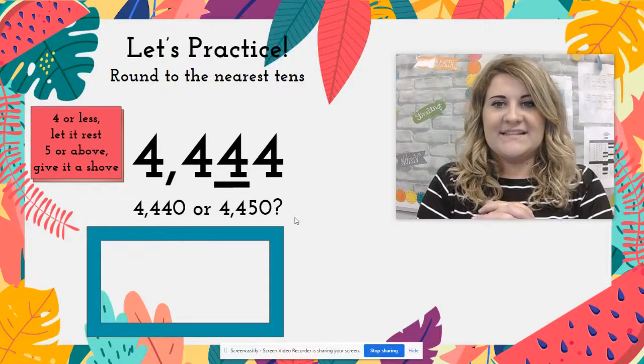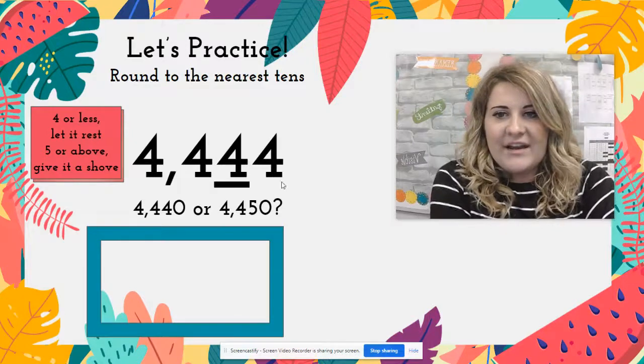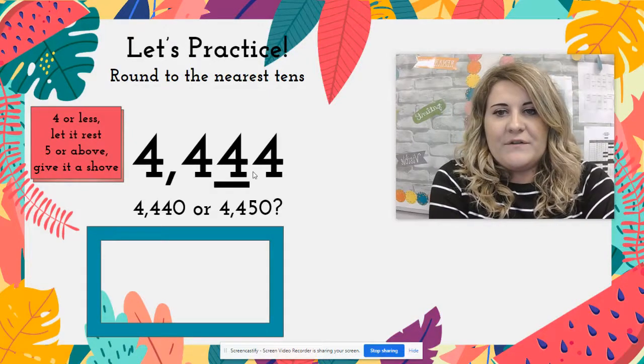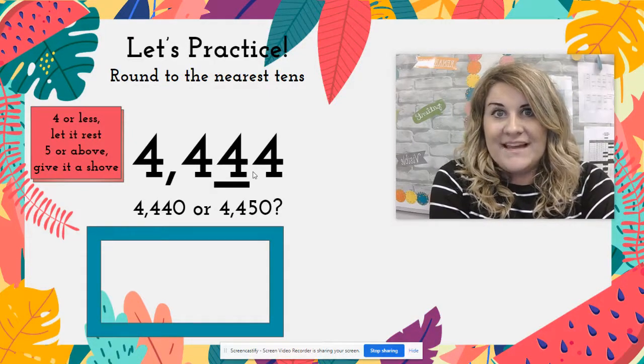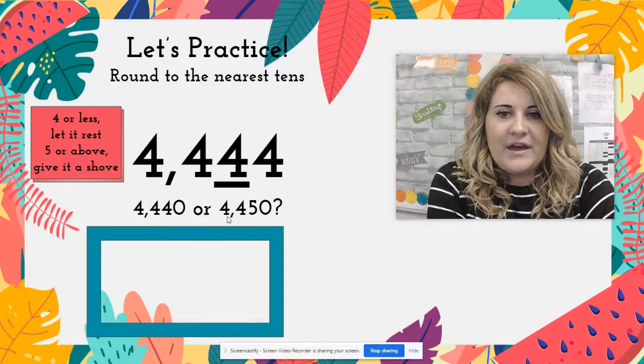Round this number to the nearest tenth. I love numbers that are all the same. I think they're so cool to look at. So we're going to decide here what 4,444 would round to the closest tens, okay? Our choices down here are 40 and 50. Notice how the 4 in the thousands and hundreds didn't change. It's just going to drop straight down.